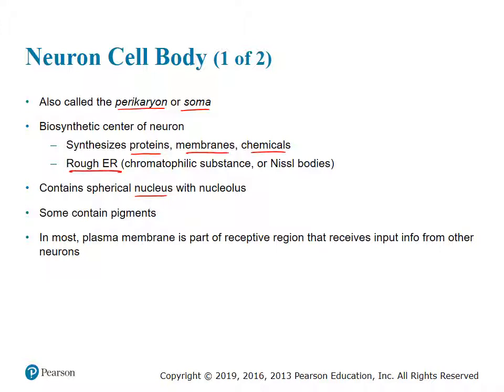There's a lot of rough ER there. So if you were to look at a neuron up close, you would see a lot of rough ER. And rough ER is actually endoplasmic reticulum with ribosomes attached to it, which means it's going to produce a lot of those proteins. A lot of lipids like membranes. A lot of other chemicals, and many of those chemicals are protein-based or amino acid-based chemicals.